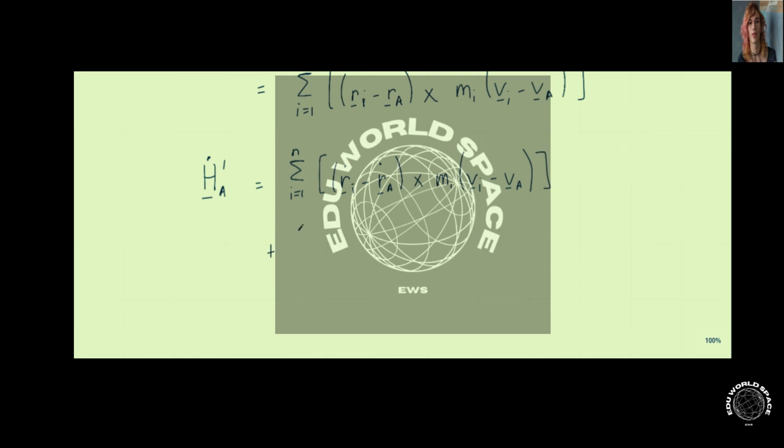plus the sum going from 1 to n, leaving the r as constant. So r_i minus r_A crossed with m_i, and now differentiating the velocities: v_i dot minus v_A dot. So here we have an expression for H_A prime with respect to the time derivative.